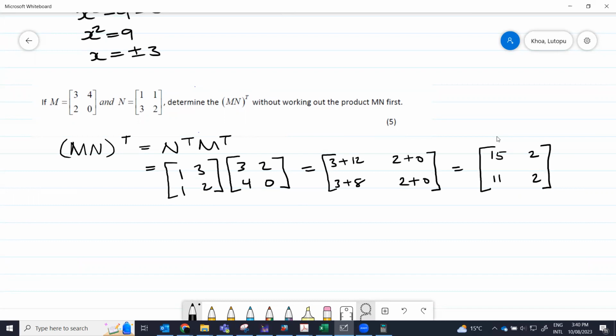That is your transpose of the product. So you can also try it first just to check if your working is right. Multiply, then take the transpose. You should still get this. But this question specifically, we want you to do it in this way. We're testing, do you know the properties?